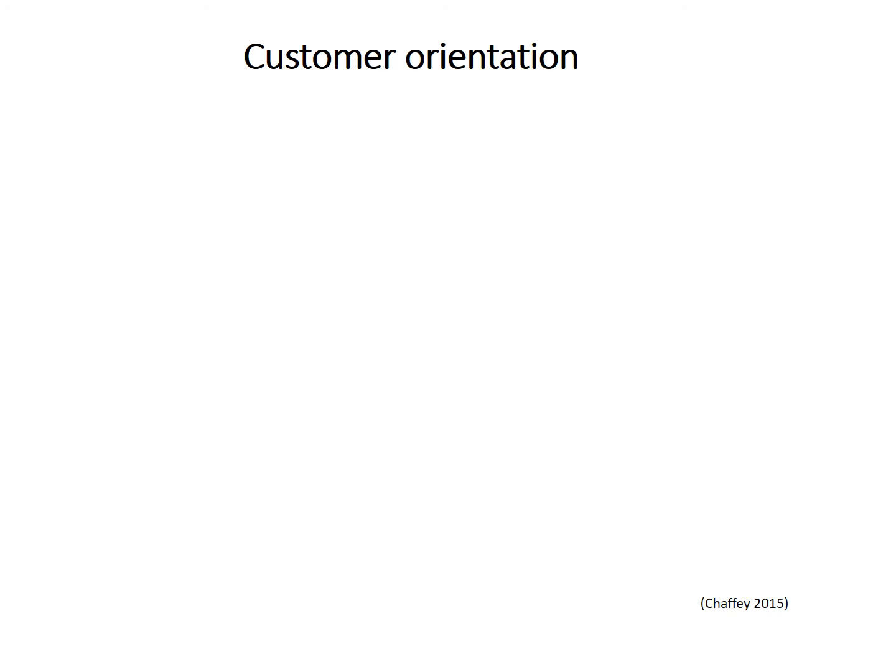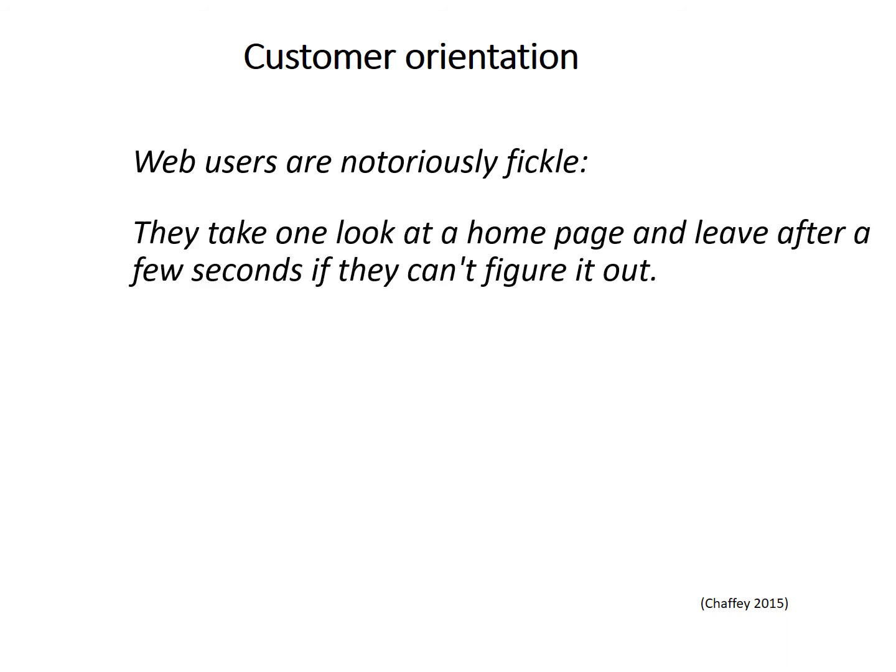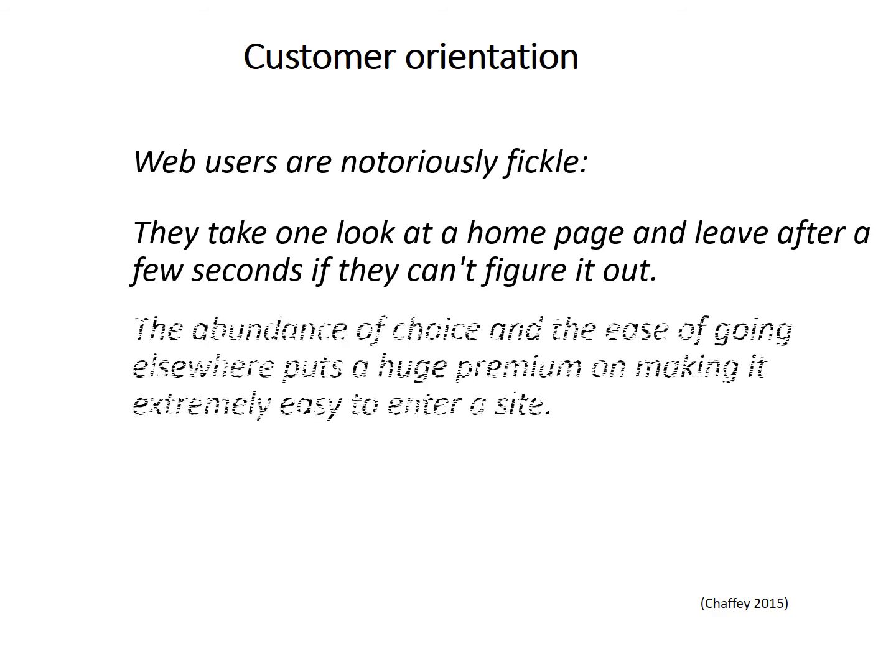So let's look at customer orientation. Web users are notoriously fickle. They take one look at your home page and leave after a few seconds if they can't figure it out. And I agree with this as well. If something is too complicated or it looks too hard to work out what's happening, you just leave and go to another site. The abundance of choice and ease of going elsewhere puts a huge premium on making it extremely easy to enter a site. Is it easy to enter a site? Is it easy to get to where you want to get to? What is it that you actually want? Can you actually get there without feeling frustrated that it's taking too long to get to where you want to get to?